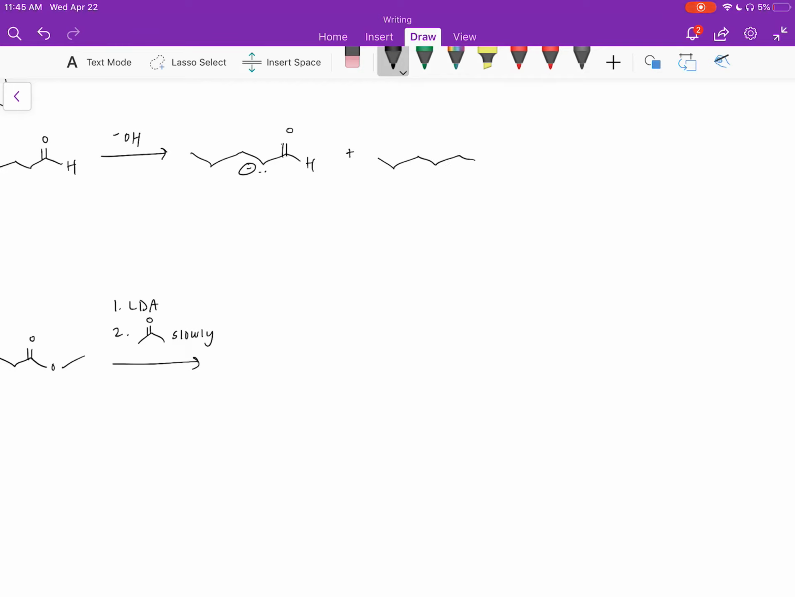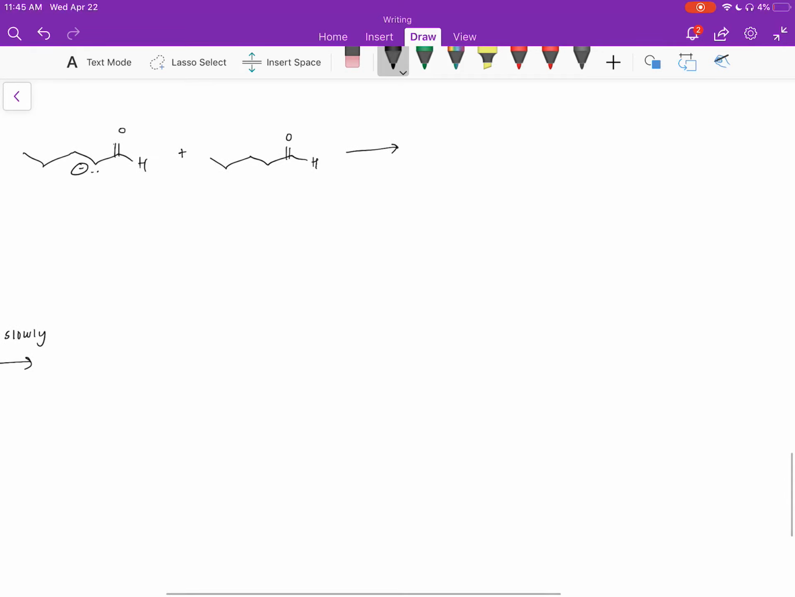So I'm just going to redraw the aldehyde here, and now we just have to think about when those two aldehydes react with themselves, what is going to be the product. If you want, I can draw through the mechanism again, but you have this nucleophilic carbon that's going to attack the carbonyl carbon of the next aldehyde. Electrons are going to swing up, and that's basically all that happens.